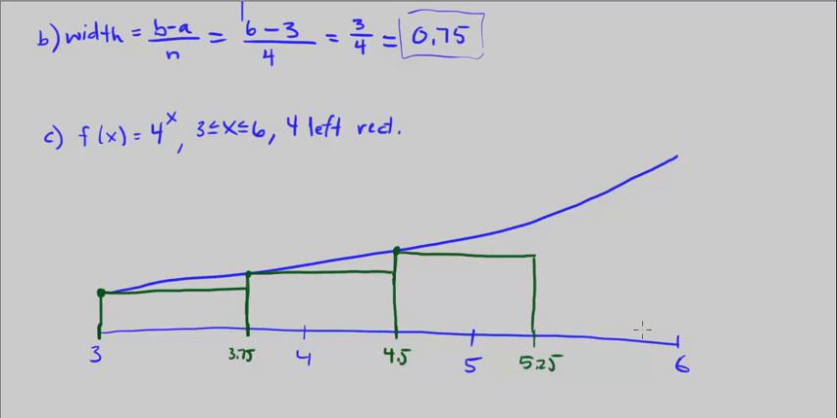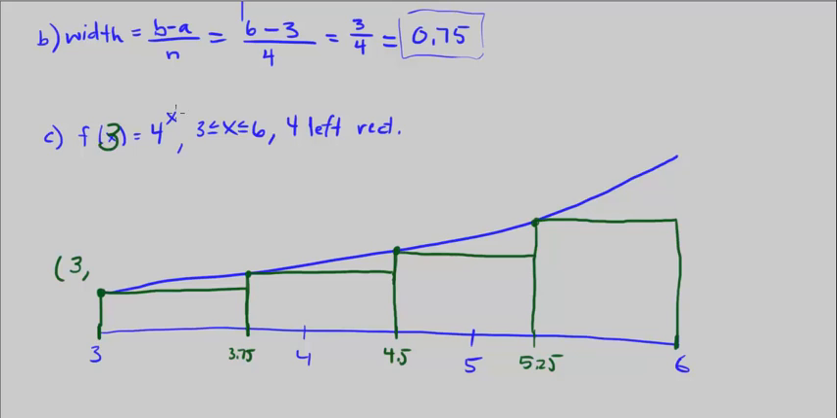And finally, we're going to go all the way to 6. If we add 0.75 to 5.25, we get to 6. But the height of this rectangle is going to be the function's value at 5.25. All right, so let's find these coordinates. We know this x value here is 3. The y value is when we plug 3 into our function.